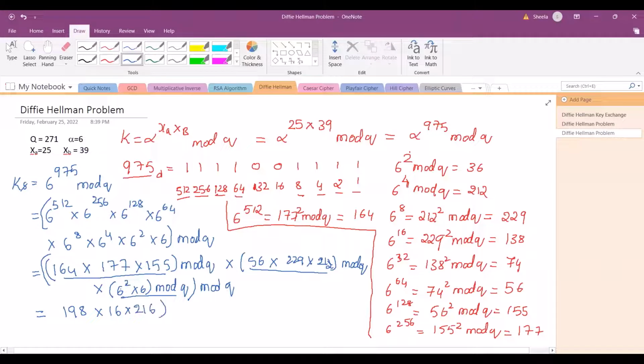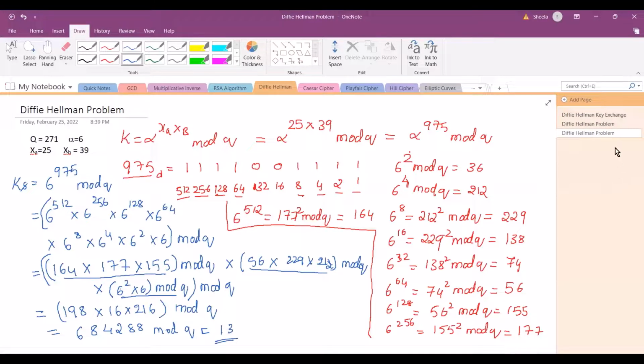Again, multiply these things and take mod q. So what is the final answer we are going to get? Sorry, here it is 684288 mod q, which is equal to 13.